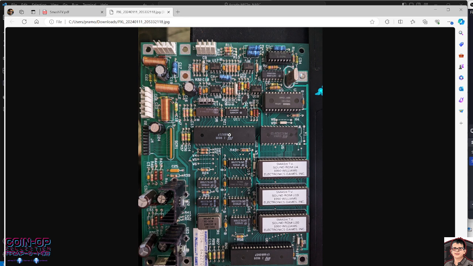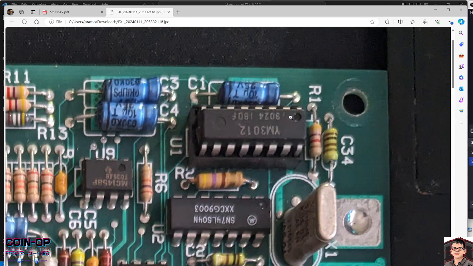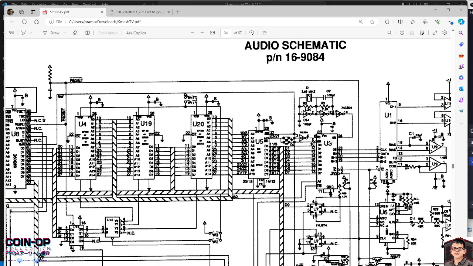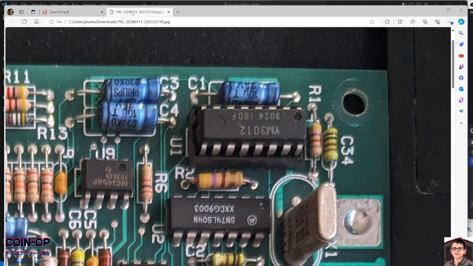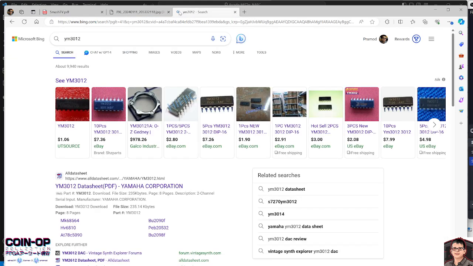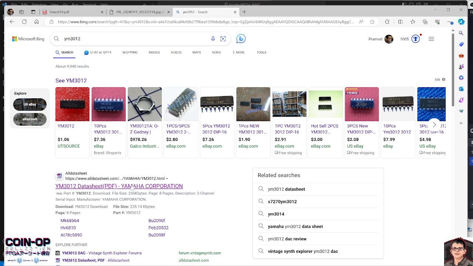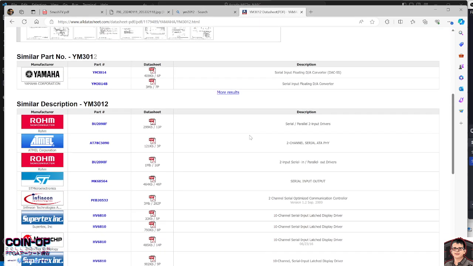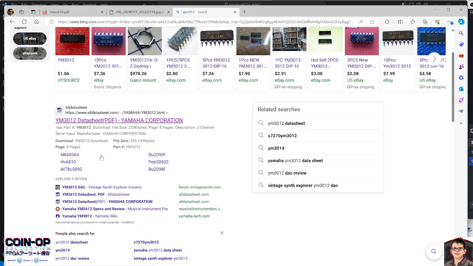U1. Oh, here. It's a YM3012, it looks like. Oh, it's not so big. I don't know what happened here. Oh, there's just a few signals. It's just expanded for space purposes. Okay, so this is a YM3012. What is that? I'm not familiar with that. What is this supposed to be? Oh, it looks like it's a DAC. I think it's a DAC. Let me see here. Yeah, it's a DAC.